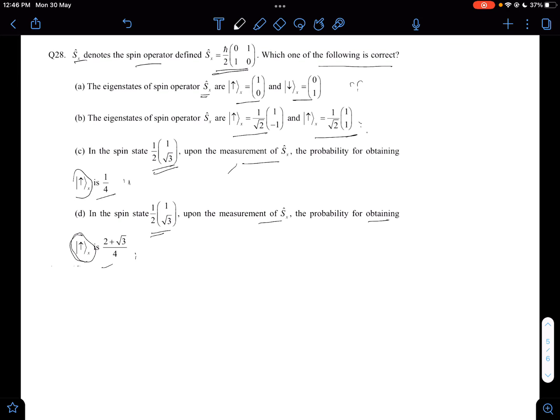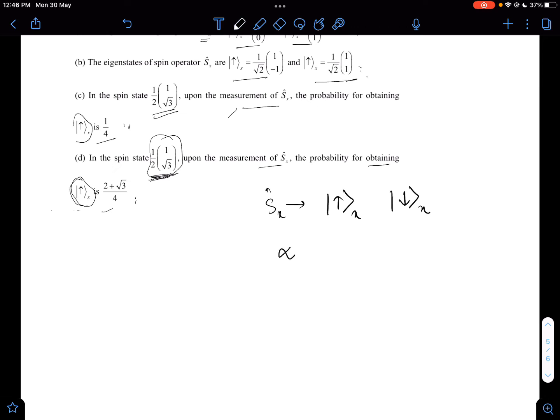To solve this, first we have to find the eigenstates of this Sx, because if this is our given state, we can expand it as a linear combination of the eigenstates of Sx. So if Sx has these two eigenstates, then we can represent any state, suppose psi, as a linear combination of these.